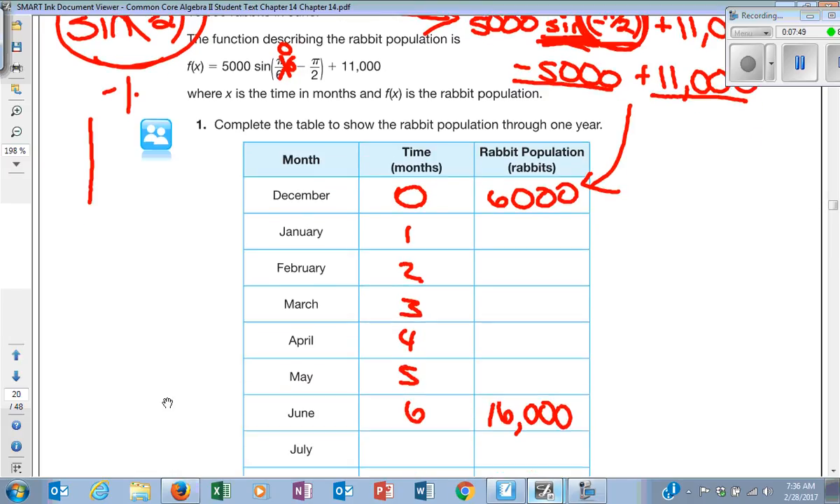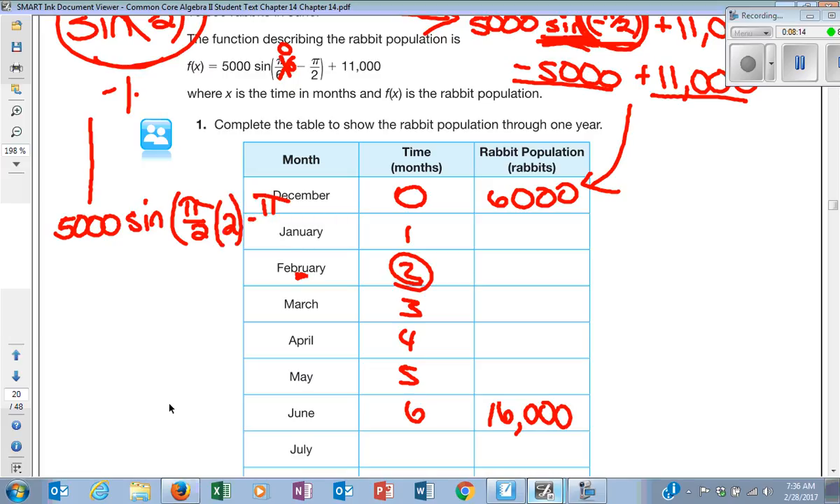Let's try February. With an R. Just wanted to let you know. So, if we do this, it would be 5,000 sine of pi over 6 times 2 minus pi over 2 plus 11,000.